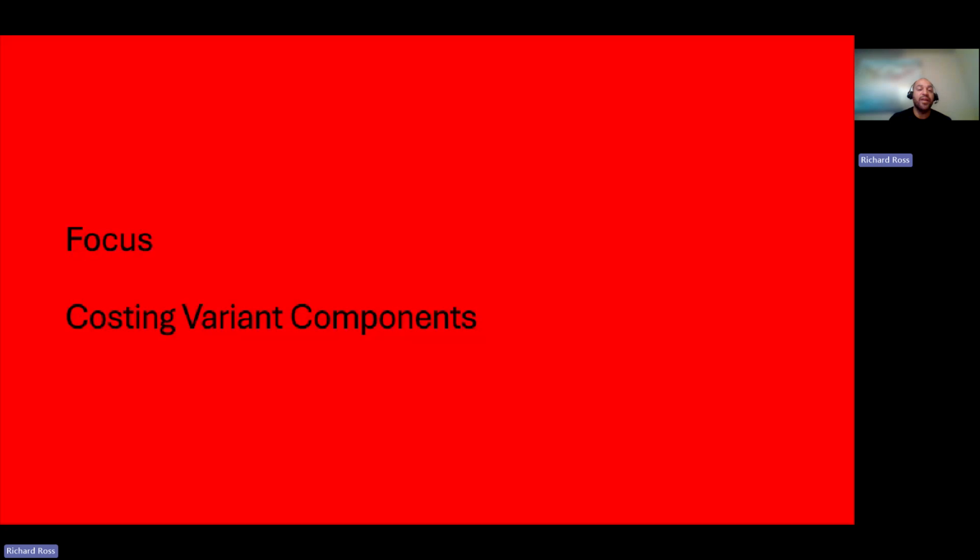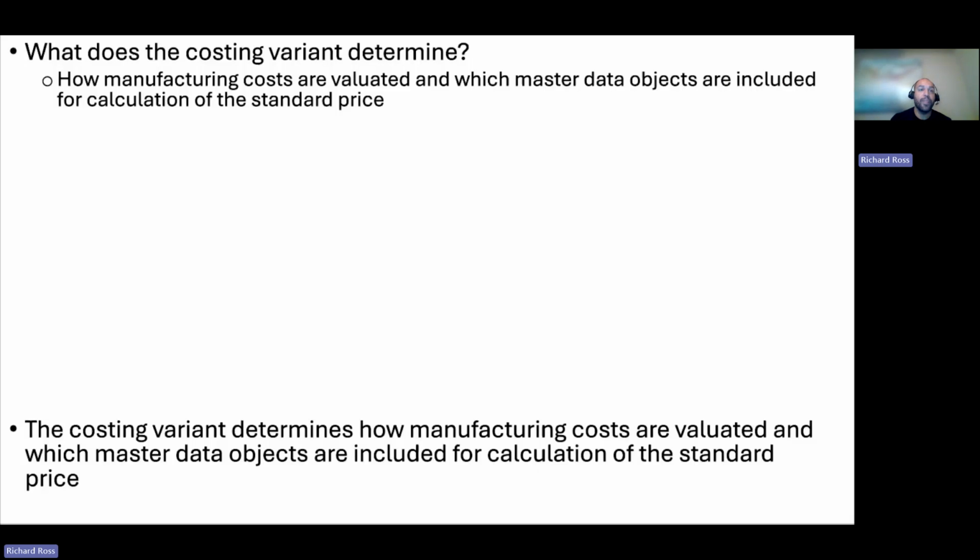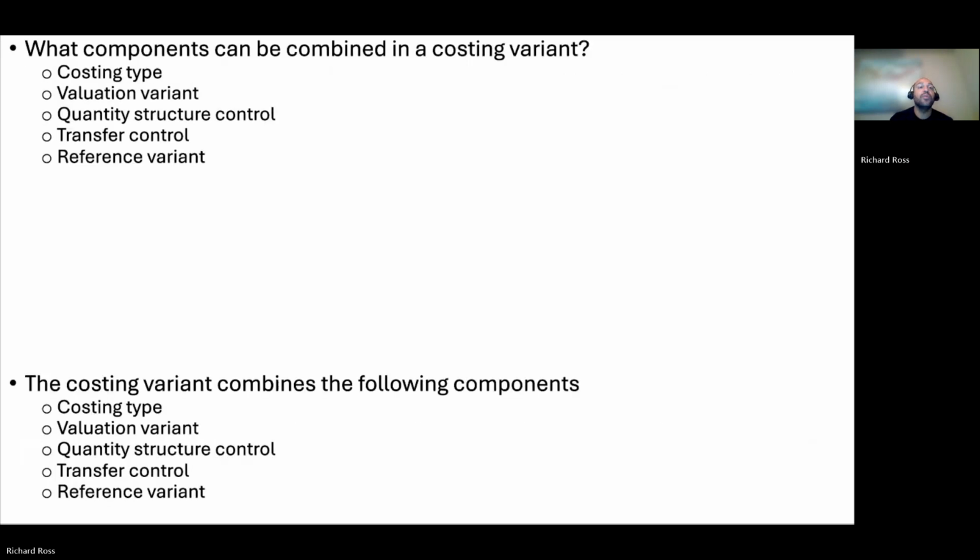All right, costing variance components. What does the costing variance determine? How manufacturing costs are evaluated and which master data objects are included for calculation of the standard price. What components can be combined in a costing variant? Costing type, valuation variant, quantity structure control, transfer control, reference variant.